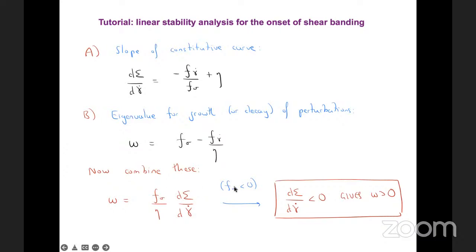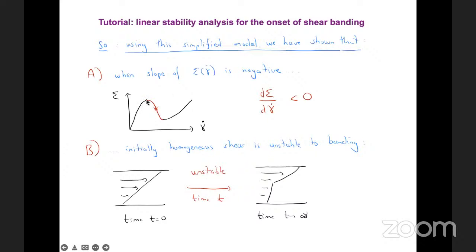So if f subscript sigma is negative, this tells you that we get a positive eigenvalue if the slope of the constitutive curve is negative. So in other words, we've successfully shown that if you start with a stationary state of shear on the homogeneous constitutive curve, and then you add small amplitude, time and space dependent perturbations, they will grow in any regime where the constitutive curve has negative slope.